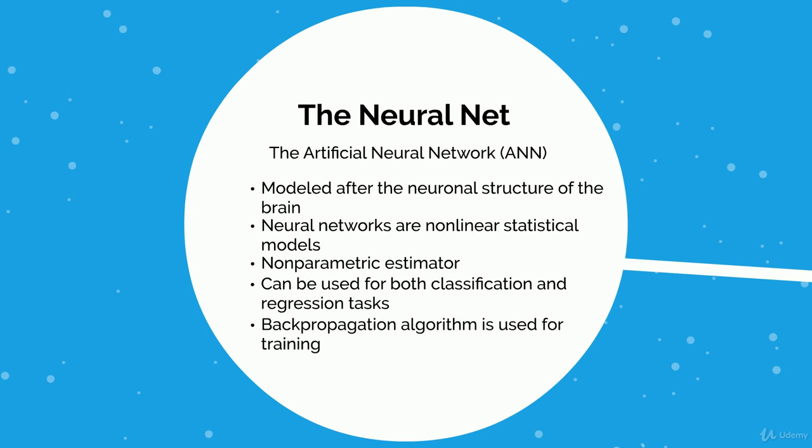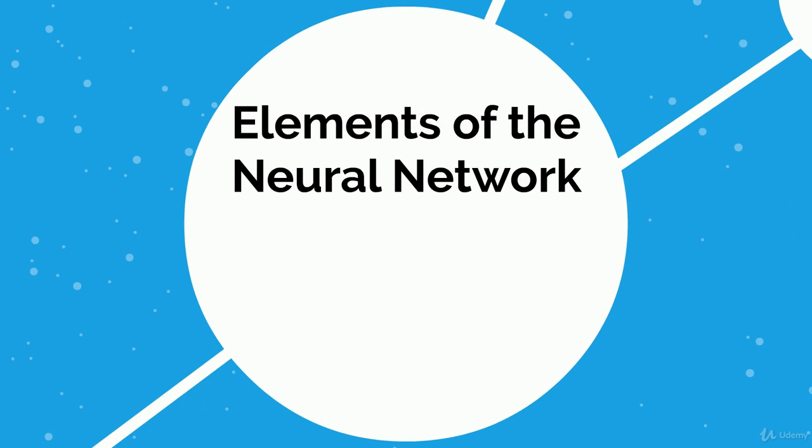And finally, backpropagation algorithm is used for training. So backpropagation is huge for neural networks because originally we had the neural networks but no way to teach them what to do. And so they sat around for a while until we applied this math to the training procedure. So we'll talk about backpropagation in a lot more depth later. So now you have some of the basics. Let's take a look at the elements of the neural network.